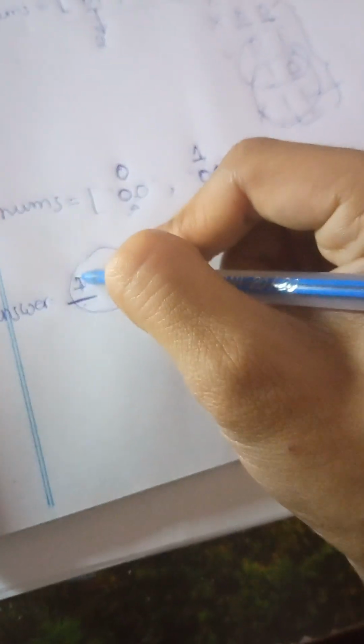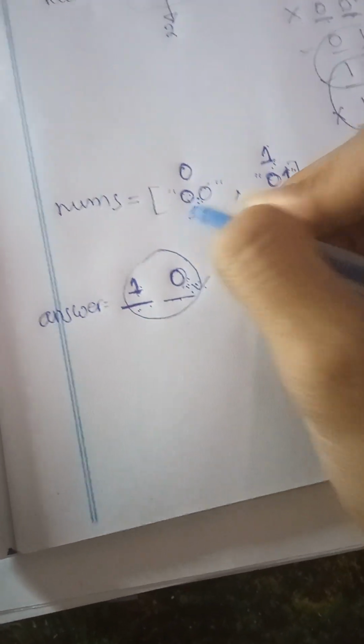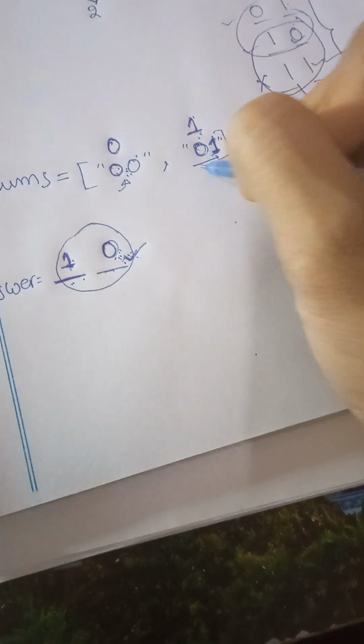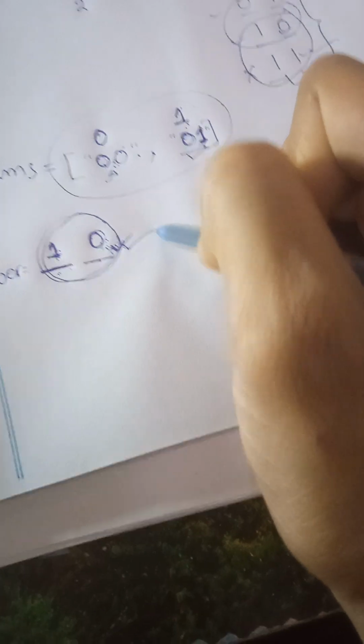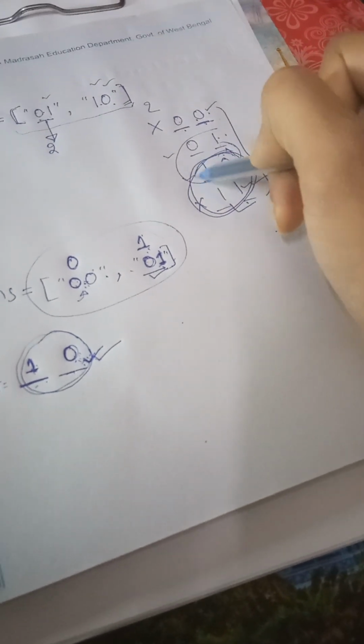Because I have stored 1 here and here was 0, this string cannot be equal to this string, and I am storing 0 here because there is 1, so this string cannot be equal to this string. So my answer string is not in nums, and I can return it as my answer. You can see 0 0 was already there, 0 1 was already there, 1 0 and 1 1 were not there. My answer is 1 0, so I can return 1 0. This is how you can solve it.